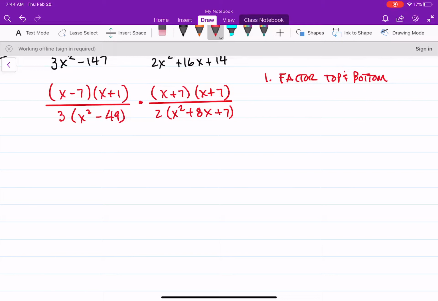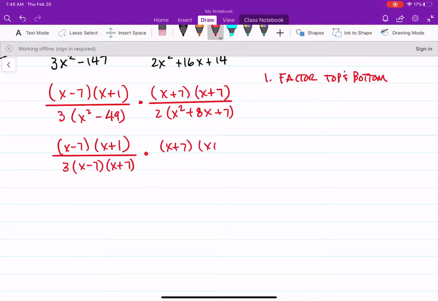So let's rewrite this. This bottom is going to be 3 times x minus 7, x plus 7. Top here is x plus 7, x plus 7, and then GCF of 2, leaving me with x plus 1 times x plus 7. All right, so now we have completely factored these.